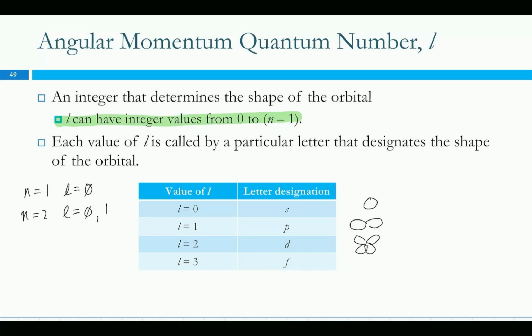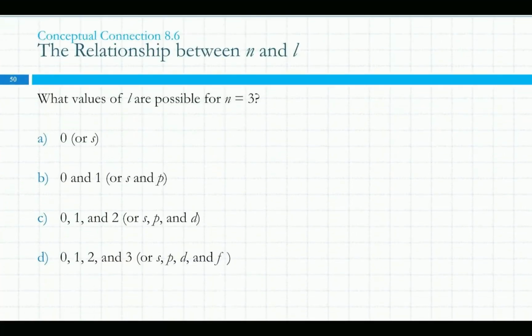So then at n equals 3, what are the possible values of L? All of the possible values, because 0 is possible, but not just 0. 0 and 1 are both possible, but again, not just 0 and 1. Because at n equals 3, 3 minus 1 equals 2. So I can have L equals 0, 1, and 2.